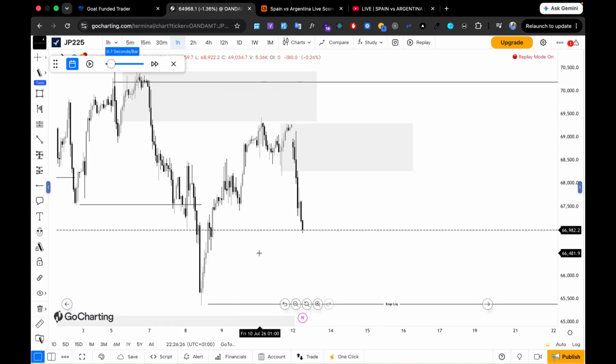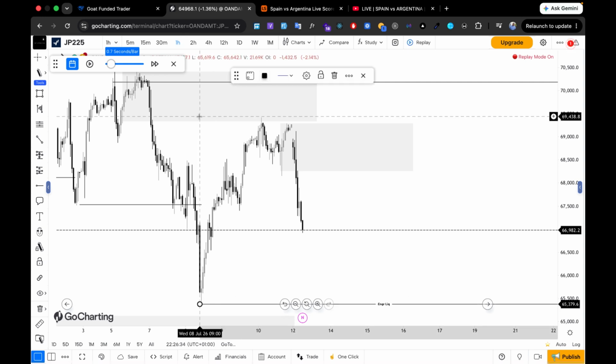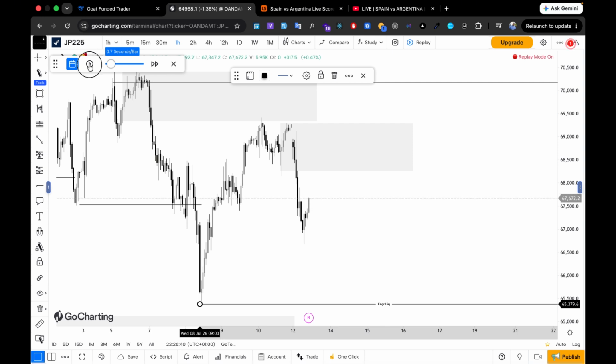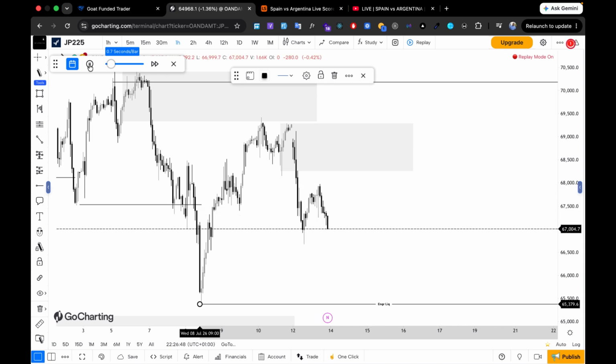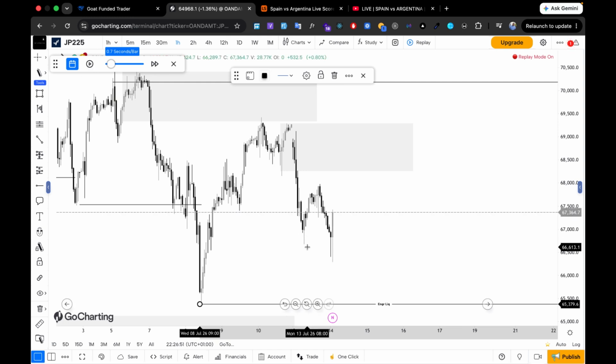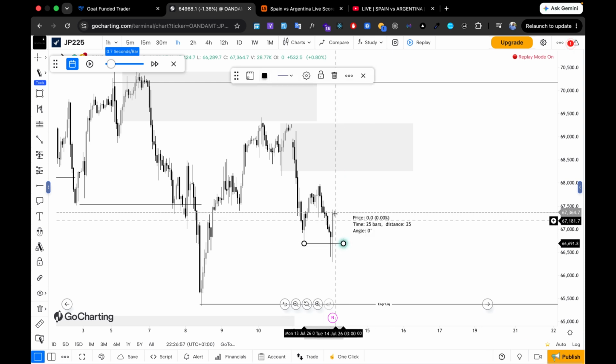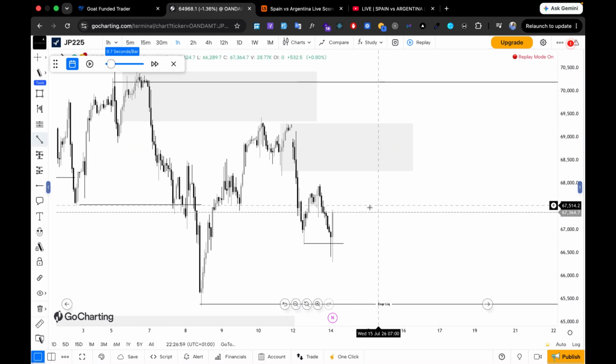So as soon as price came into this place, I already joined. Okay, as soon as price did this, took liquidity from here, gave this, I was waiting for price to close. I was waiting for price to engulf this, then I will start buying.